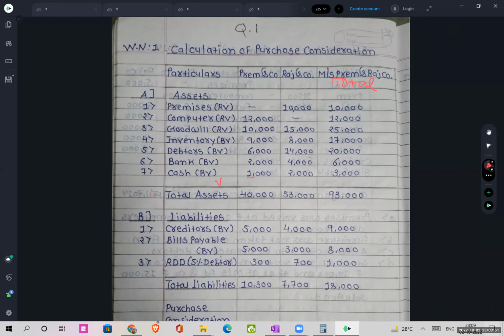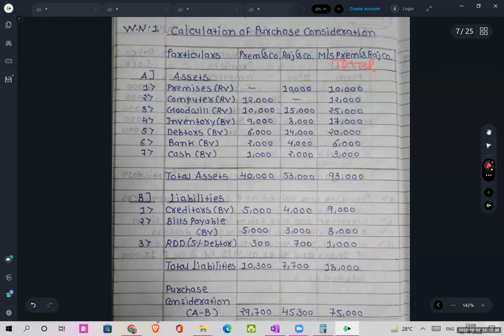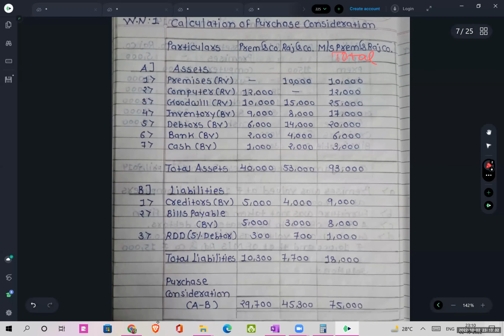So I hope it's clear to everyone about PC, whatever I said. This is how you will calculate your PC. That is your total assets minus total liabilities. The one which is given in the adjustment is the revised value, and the one which is given in the balance sheet is the book value. So this is how you calculate your PC.